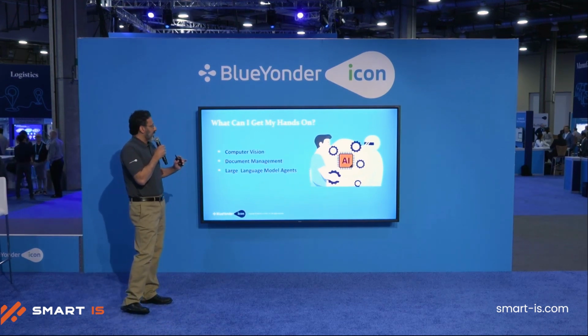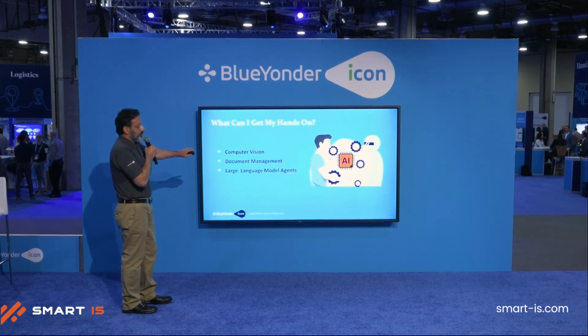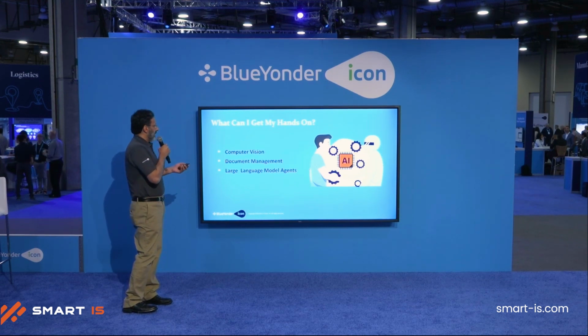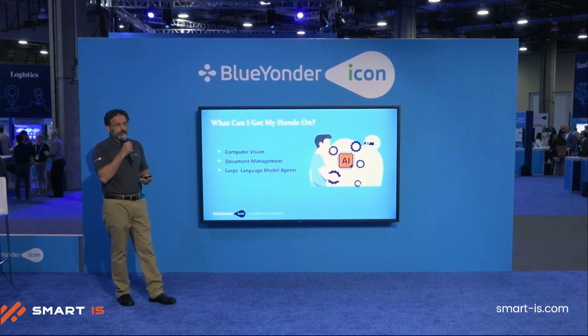But with that backdrop, I want to get into certain things which we can do today in terms of AI and machine learning, what is available today. These are the three things I would be going over: one is computer vision or image recognition, document management, and using LLMs, which we can use today.